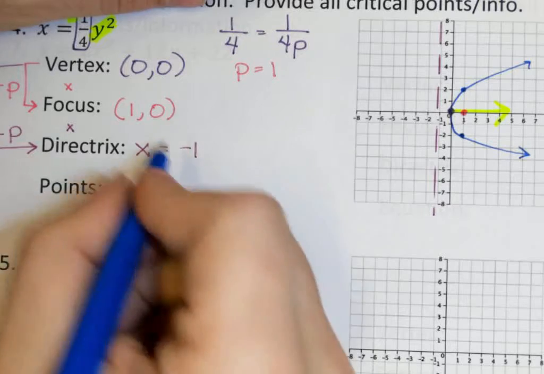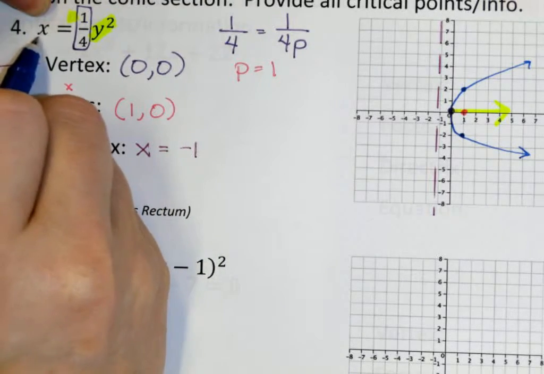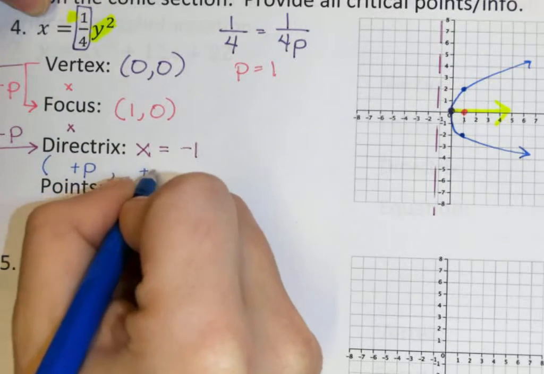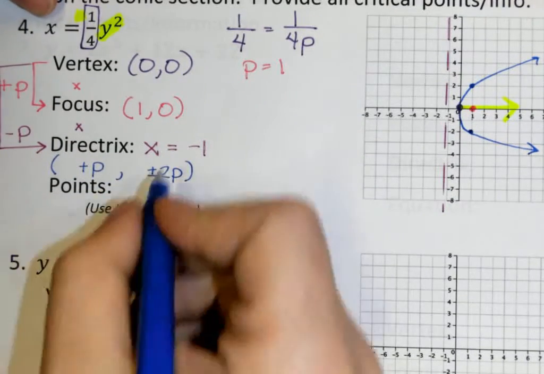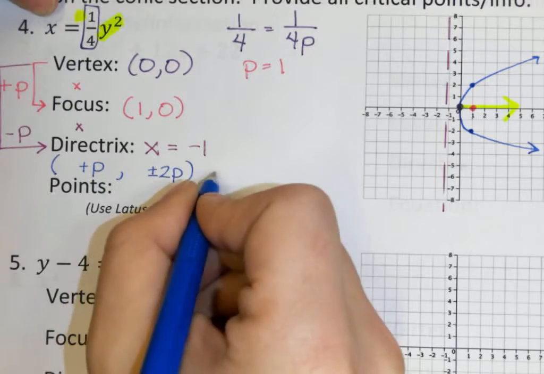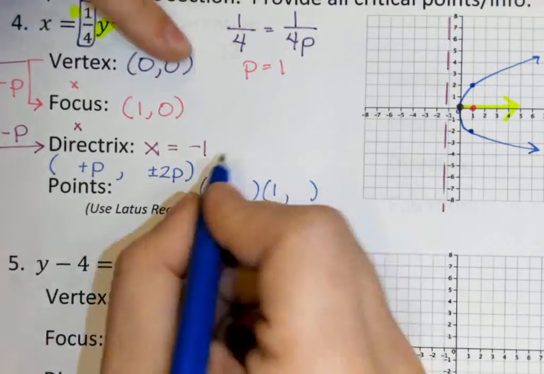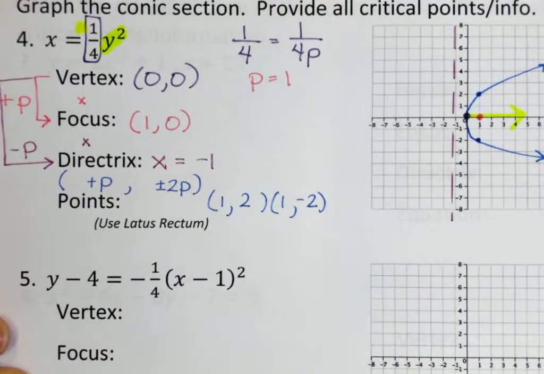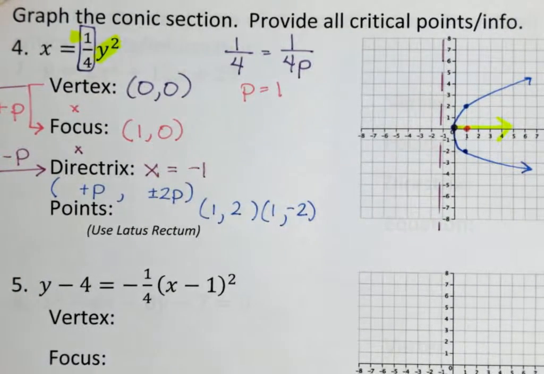So those points again. For this guy, we're going to take the non-squared guy, still just gets P. The squared guy gets plus or minus 2P. Okay? So that means my points are going to be add P, so they're both going to be 1 something. I'm going to add 2P. I'm going to subtract 2P.